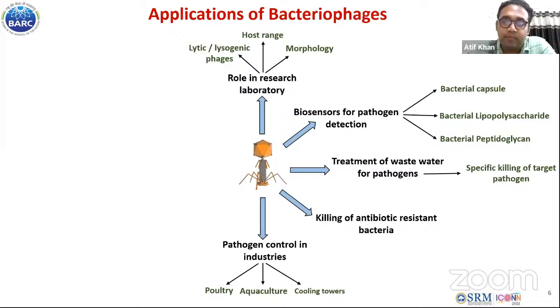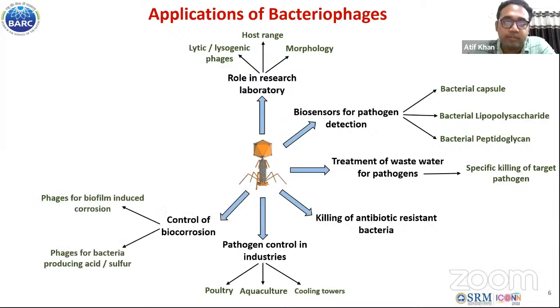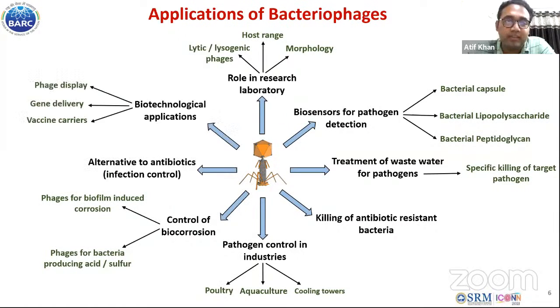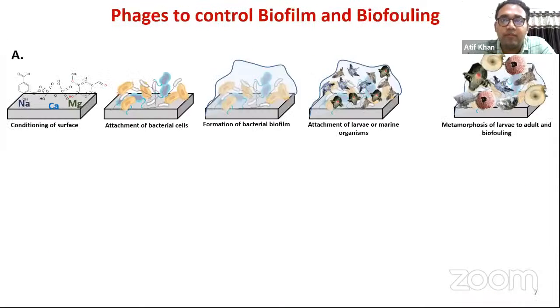They can be used for pathogen control in industries like poultry farms, aquaculture, or cooling towers, for biocontrol of corrosion, or as an alternative to antibiotics and in different biotechnological applications. So they can be used. So our topic is how we can use phages against biofilm for industrial applications.